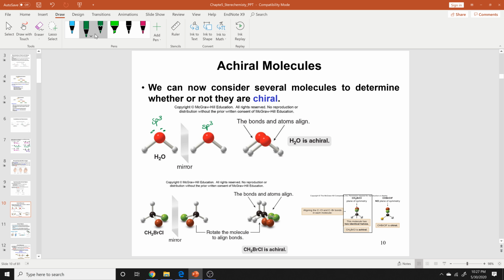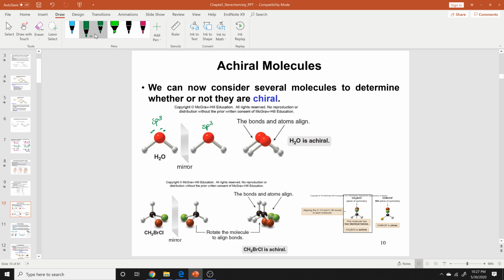The mirror image basically will produce another molecule, but if you take this molecule here and you rotate, you're going to see that their bonds are going to align with each other. So just rotate the molecule. If you rotate the molecule and you're able to have the molecule aligning with its mirror image, then we're going to say that the molecule is not chiral.